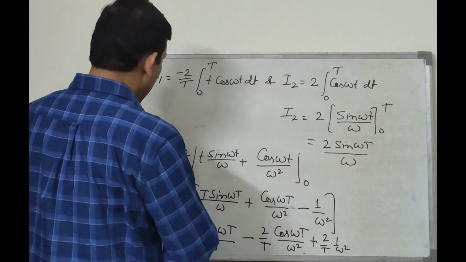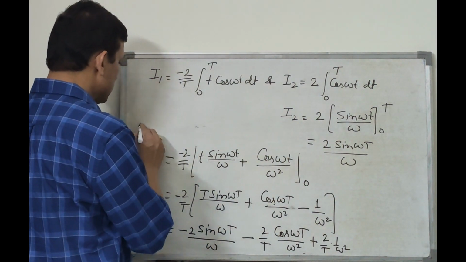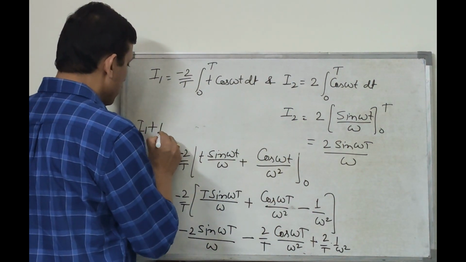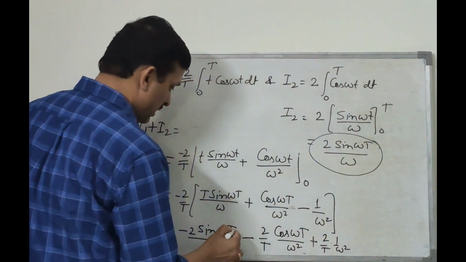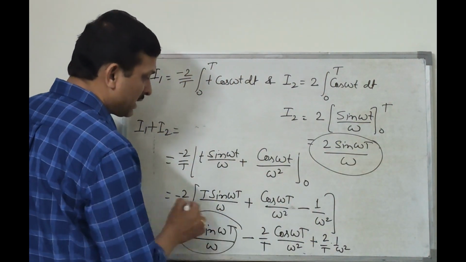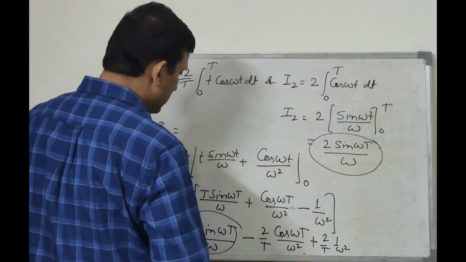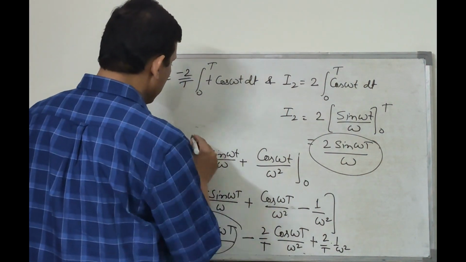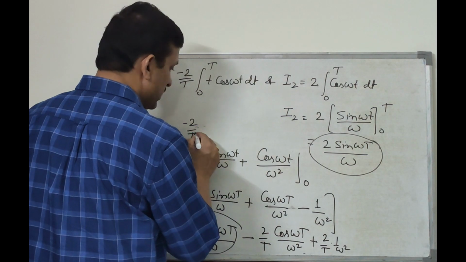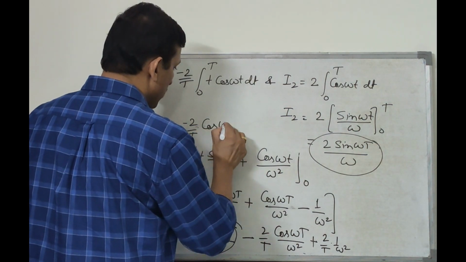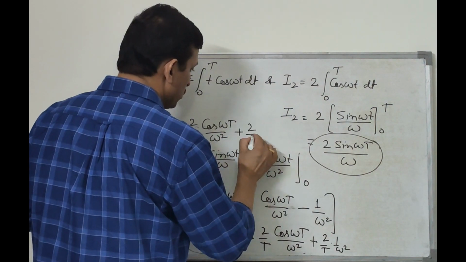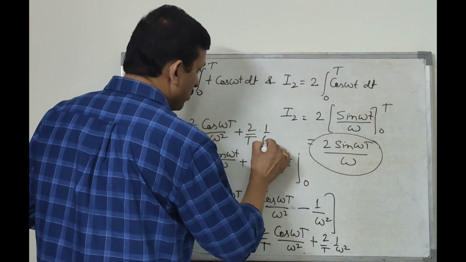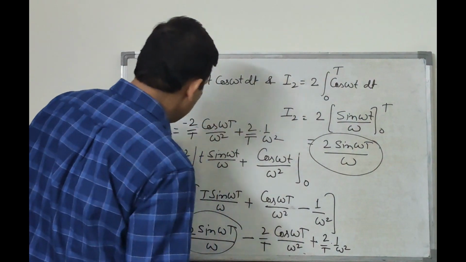When we add I1 and I2, this term and this term will get cancelled. These two terms will get cancelled, and what will we have? Minus 2 upon t cos omega t upon omega square plus 2 upon t times 1 upon omega square. This will be the result.